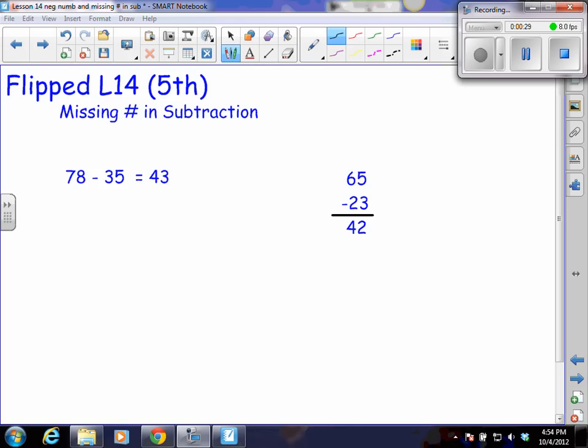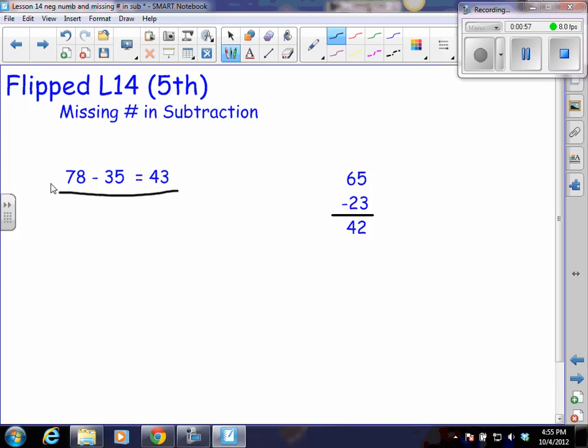We start on the left by looking at this problem right here. 78 minus 35 equals 43. And by doing that math, that is a correct answer. But the question would be, how do we know that we're correct? How do we know we did this problem the right way? And by checking our work, we're actually starting to understand how subtraction works and some of the neat tricks that come along with subtraction.